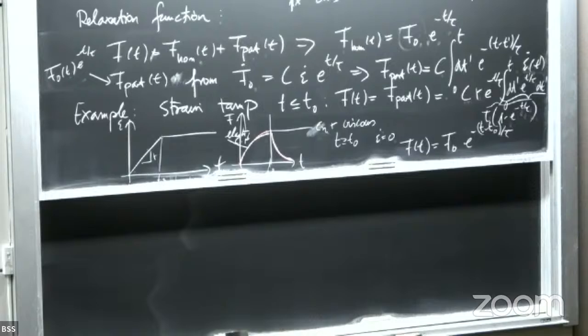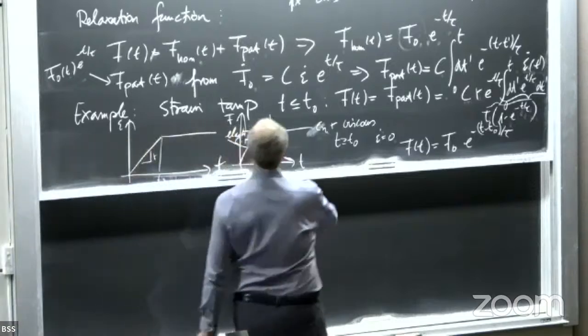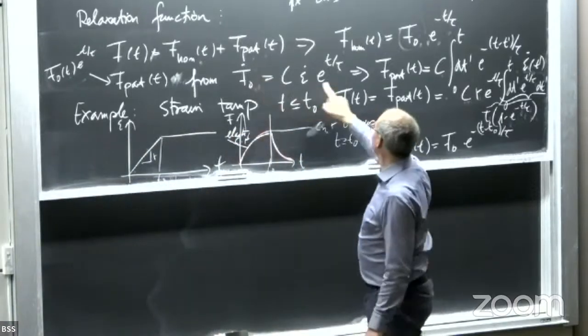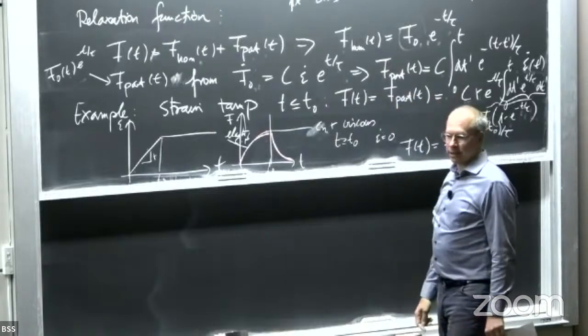And that's why you get a differential equation, which is f naught dot equals this, and then the solution would be the integral.